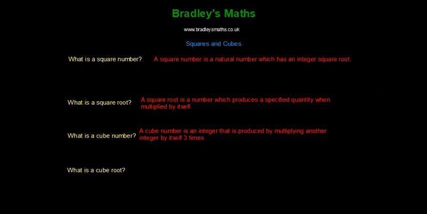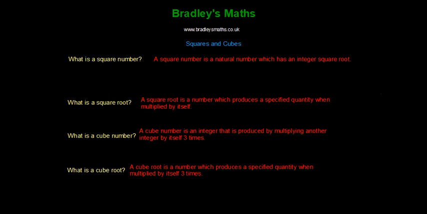So what is a cube root? Well, you should be able to guess this one for yourself. A cube root is a number which produces a specified quantity when multiplied by itself 3 times. And that's all there is to what square numbers, square roots, cube numbers, and cube roots are.